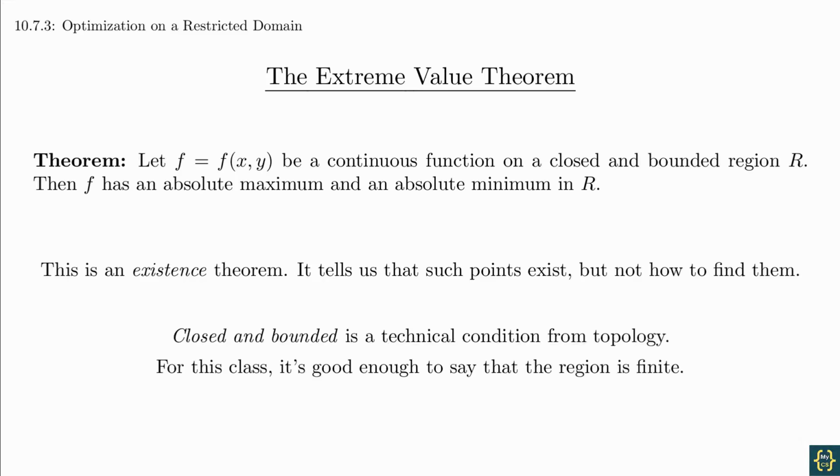The words closed and bounded refer to certain properties of the domain. Closed means that the limit points of sequences in the domain are also in the domain, and bounded just means the domain doesn't extend infinitely. We're not going to dwell on the technical details of these terms, but you should do your best to remember them for when you take a course in topology.